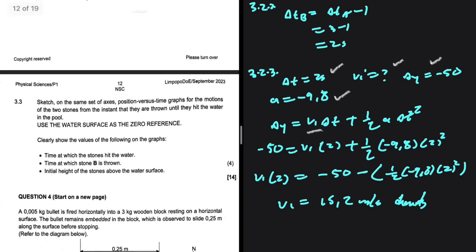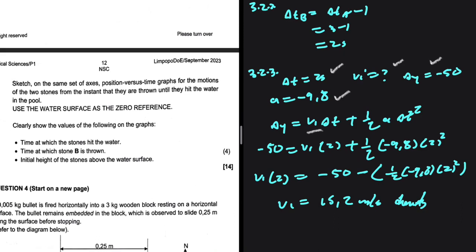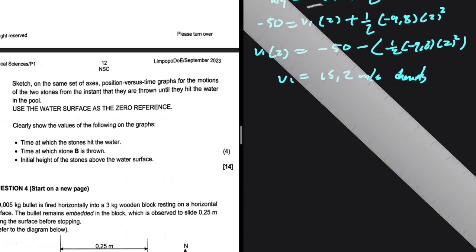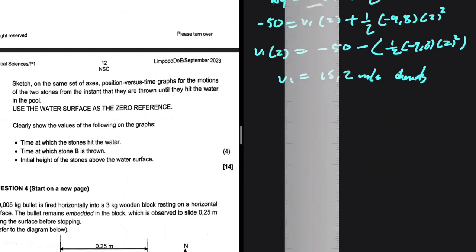Let's carry on. The last question, 3.3, sketch on the same set of axes, position versus time graphs for the motions of the two stones from the instant that they are thrown until they hit the water in the pool. Use the water surface as the zero reference. Clearly show the values on the following on the graphs: time at which the stones hit the water, time at which stone B is thrown, initial height of the stones above the water surface. Right, let's go ahead and see how that is going to look.